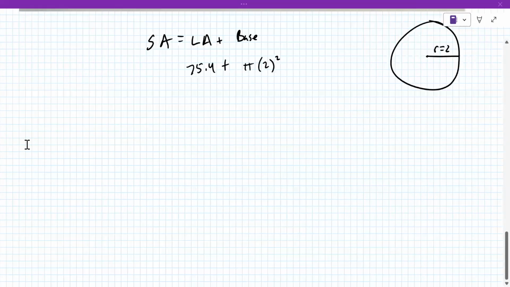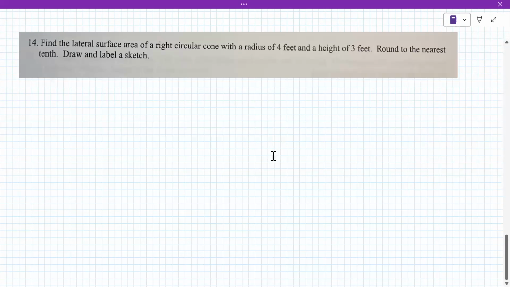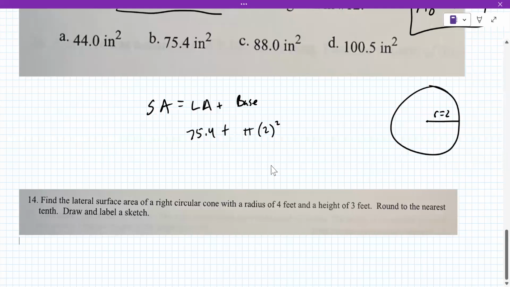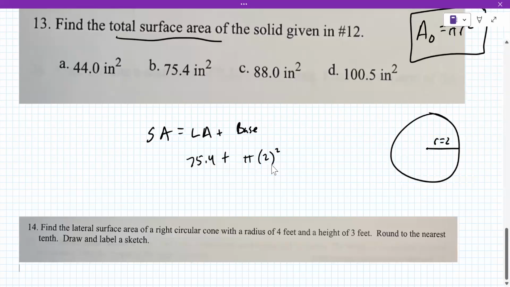Let me know, we can move on to 14. Maybe you already are there. So I got 88 for 13. I agree. Cool. Good. Really good.